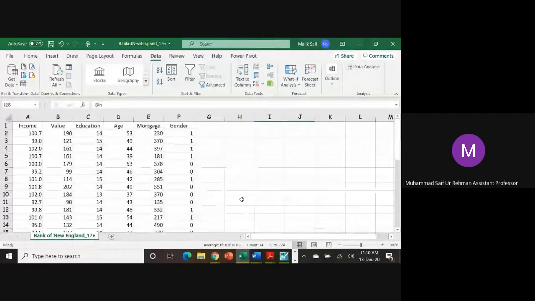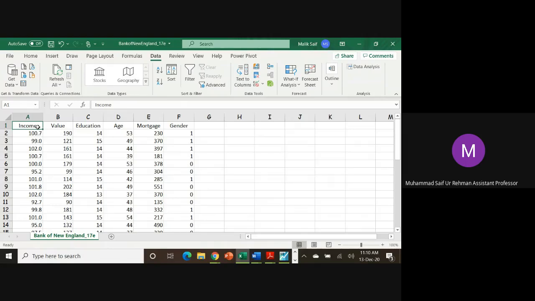Let us say these are the data. This is the Excel file, and these data are there. In this case, if you see income, this income is basically what I'm taking as the dependent variable. So I am going to write it with this X. So value is, let us say, X1. What is this value? This may be the case in which the value of some house is there.